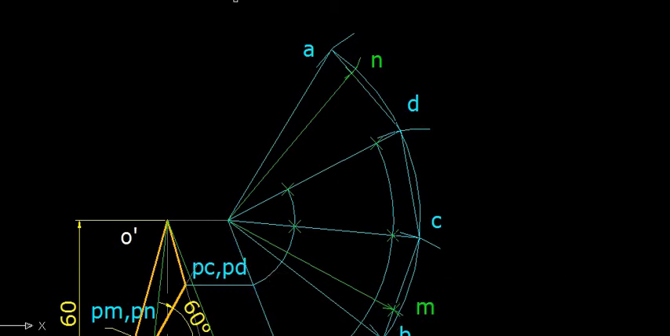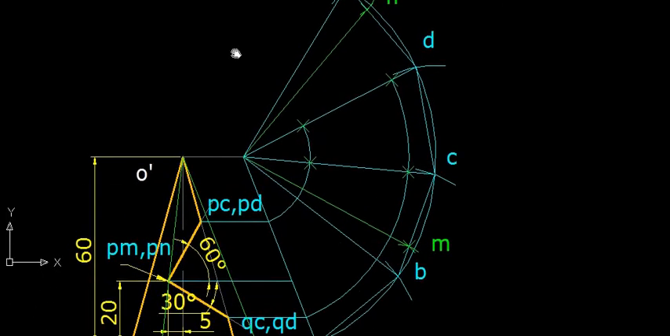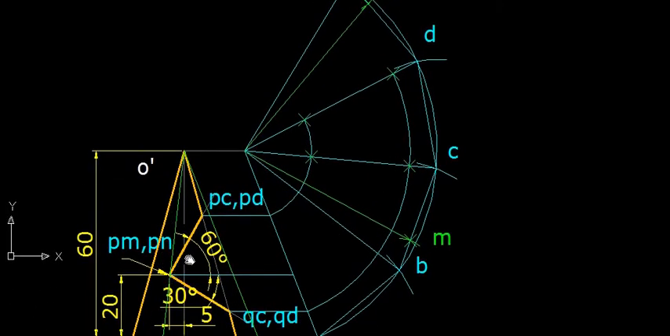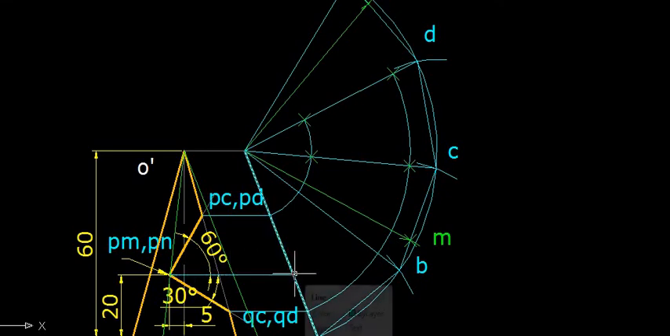Now the next thing is to mark the exact points PM and PN. They will be on these green lines. That is, PM will be on this green line and PN will be on this green line. That is sure. But where to mark? For that, again you are going to take the projection from the front view up to the slant height. Then you are going to turn it along the arc.